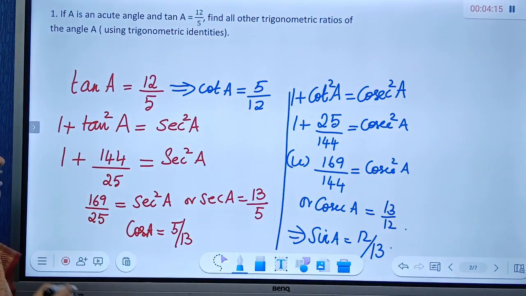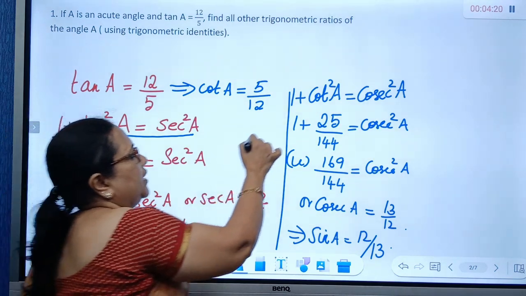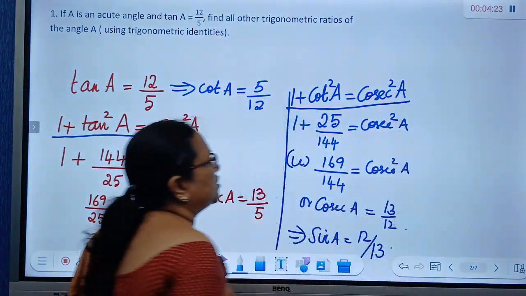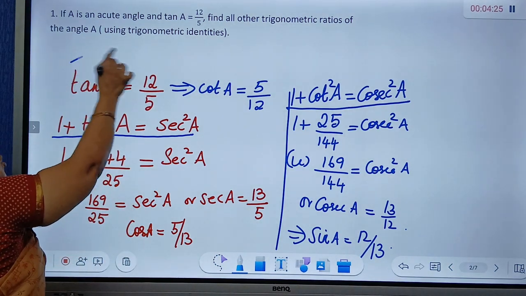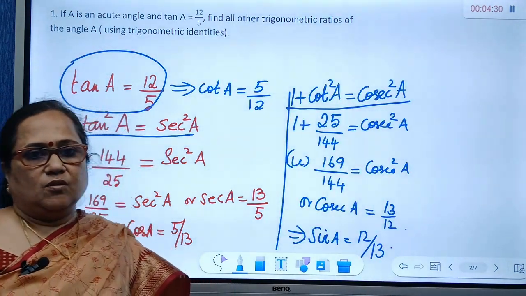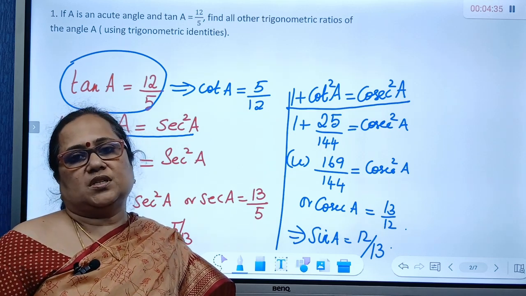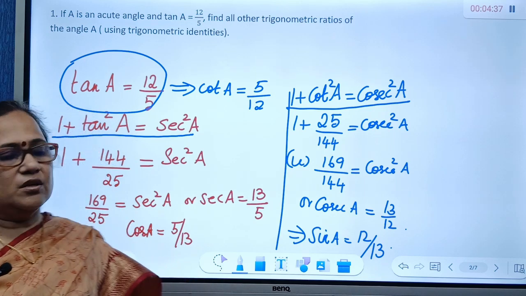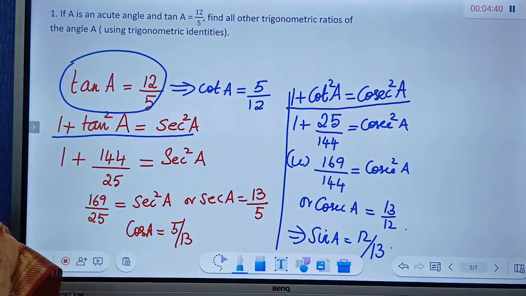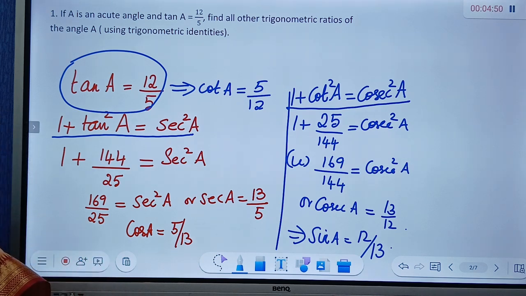So, using trigonometric identities, that is 1 plus tan square A is secant square A and 1 plus cot square A equal to cosecant square A. If one ratio is given, you can find all the other 5 trigonometric ratios. What are the 6 trigonometric ratios? Sin theta, cos theta, tan theta, the reciprocals: cot theta, secant theta, cosecant theta. So, if you know one, it is possible for you to find the other 5. Of course, we are restricting ourselves to the first quadrant. What do you mean by first quadrant? Where theta lies between 0 to 90 degrees.